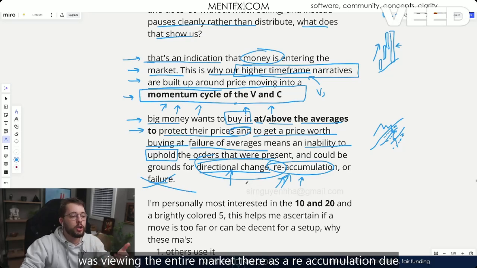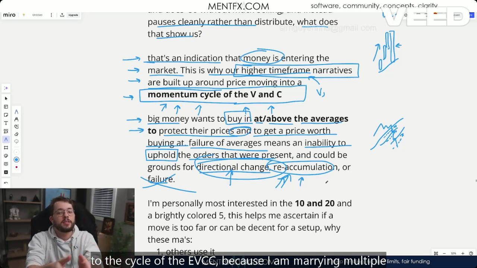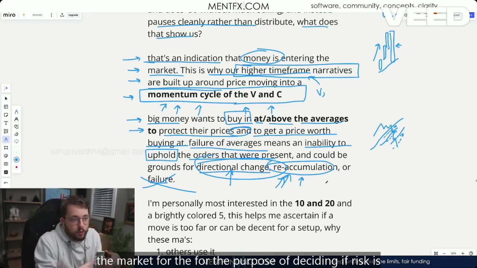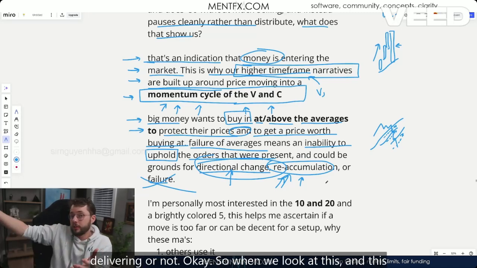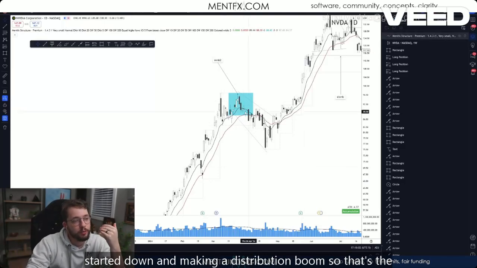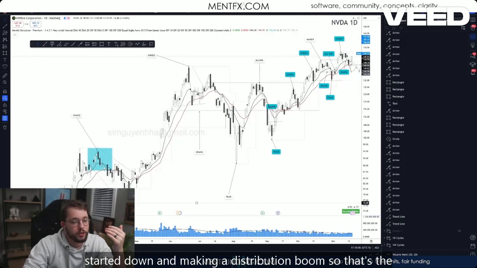Instead, I was viewing the entire market there as a reaccumulation due to the cycle of the EVCC, because I am marrying multiple timeframes together to show me how the orders are entering the market for the purpose of deciding if risk is worth to be taken on something that is still either delivering or not. Okay. So when we look at this and this started breaking down and making a distribution, boom. So that's the blues over there.